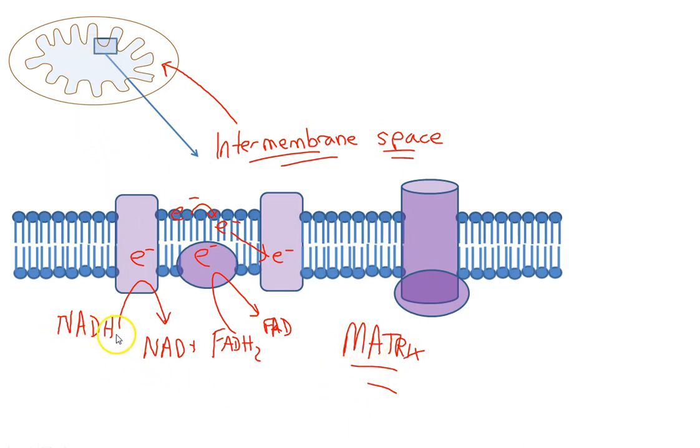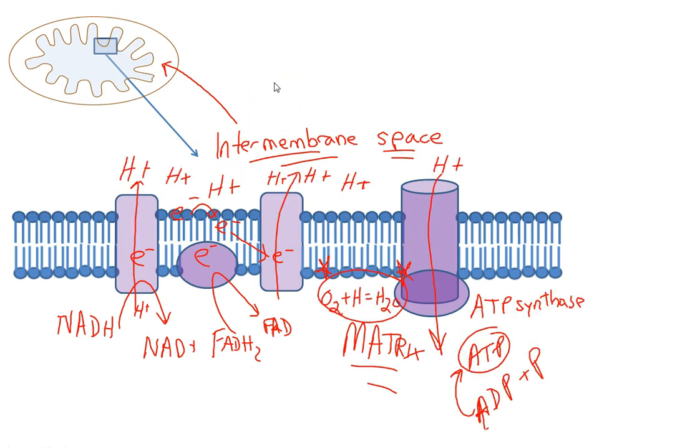Here come the NADH and the FADH2s. They're going to drop off their electrons. The energy from the electrons is actually going to provide the force needed to take these hydrogens and have them accumulate in the intermembrane space. When these hydrogen ions accumulate in the intermembrane space, we have a high concentration. Now, by diffusion, they're going to go from high to low.